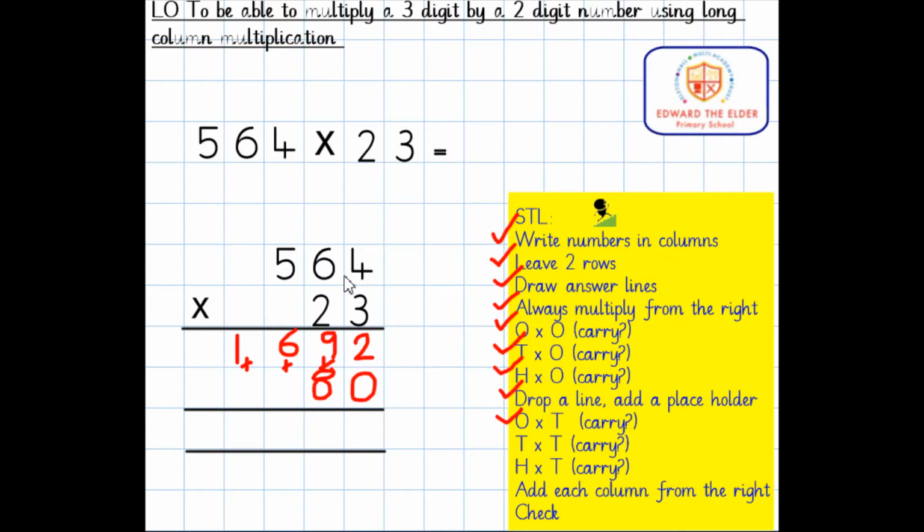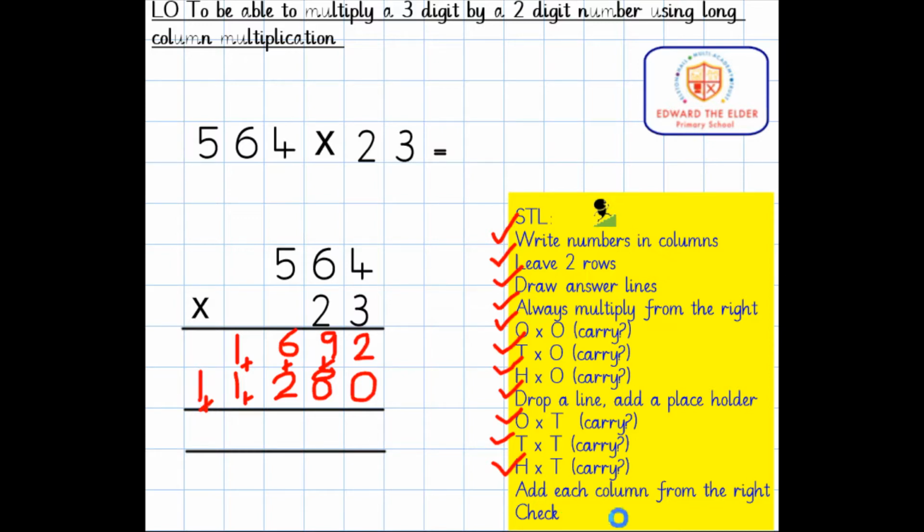The next step, 6 multiplied by the 2 gives me 12. So I'm going to do my 2 and carry over my 1. The next step asks me to multiply the hundreds by the tens. 5 multiplied by 2 is 10. Adding my 1 on my carryover gives me 11. I'm going to put my 1 carried over there. As I have no more digits to multiply by the tens, I can move this up into the 10,000s column.